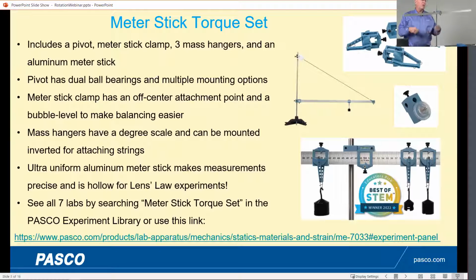Now this meter stick, well, I should have shown you this before I put it on there. It's made out of aluminum, so you saw it balanced right in the middle. It's very highly precision made. It's hollow, and it's aluminum, so you could actually do a lens law demo with it. And what some people have found is you can do it on the outside so students can see.